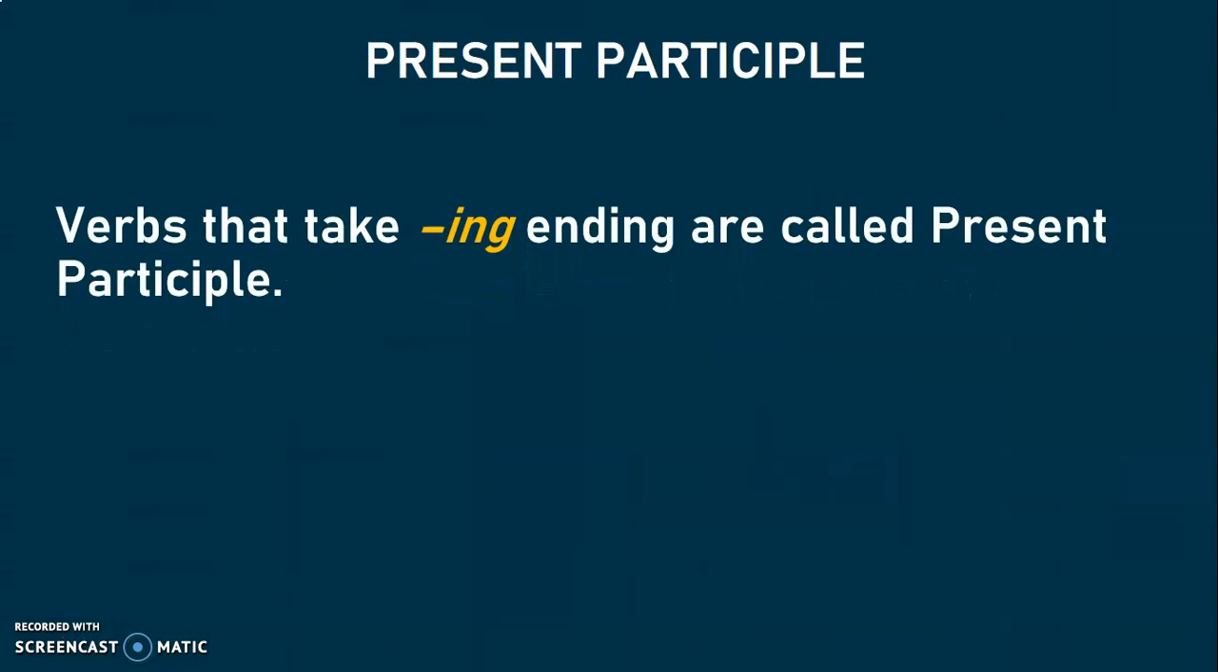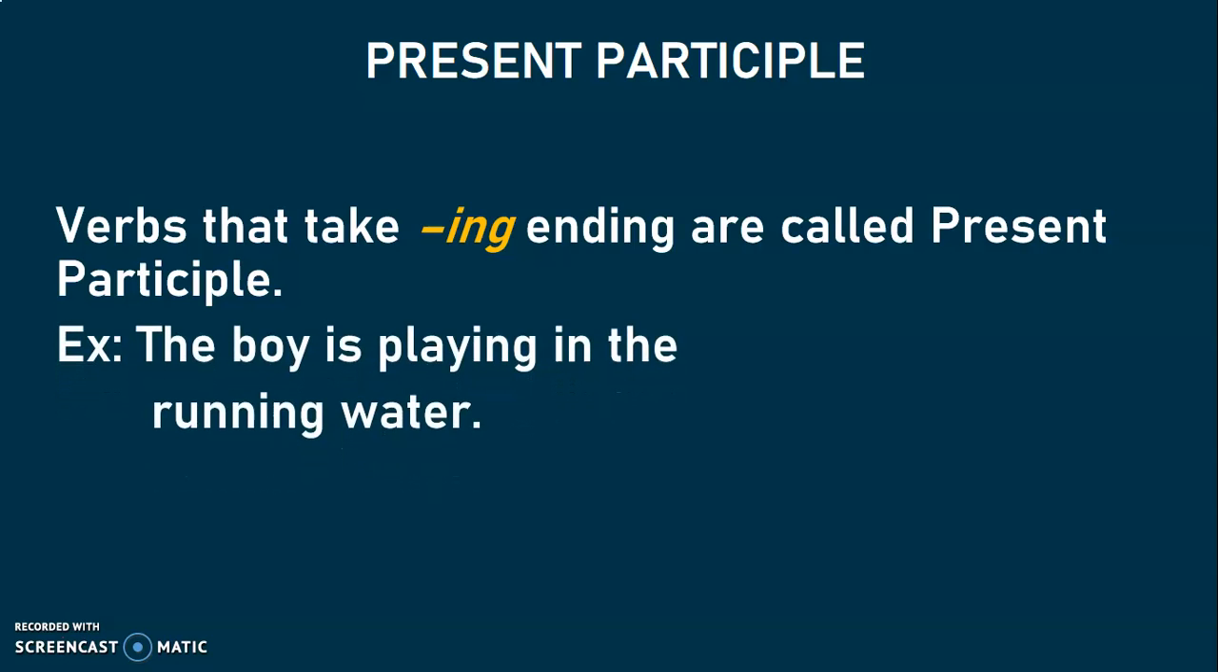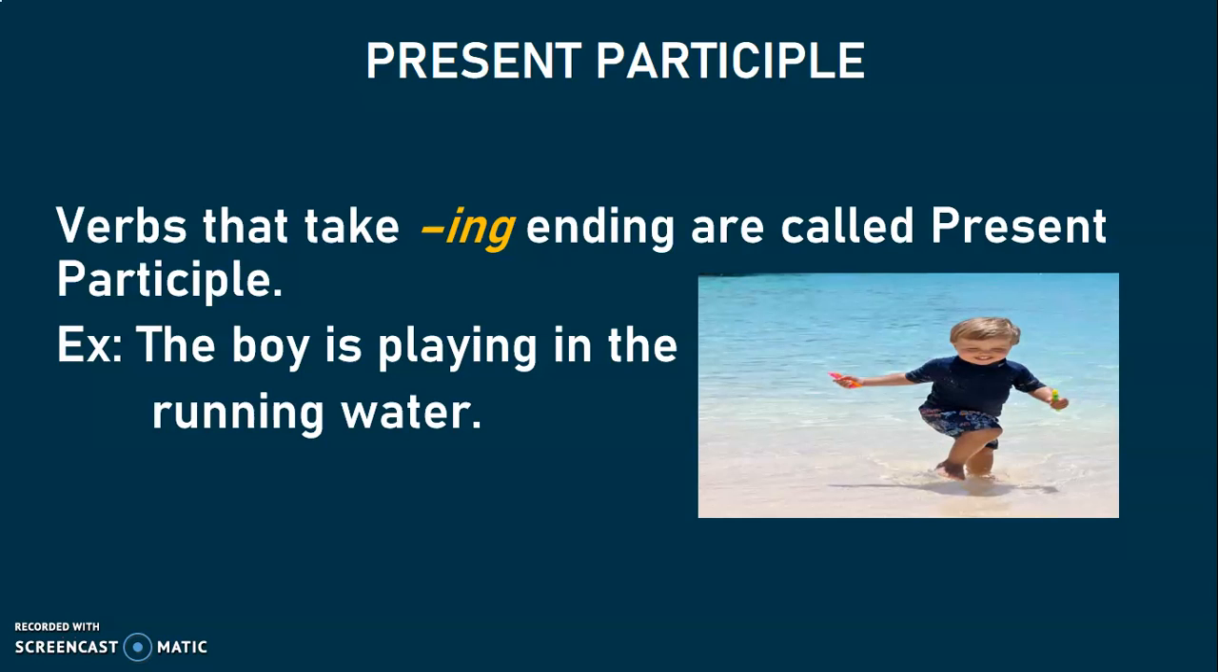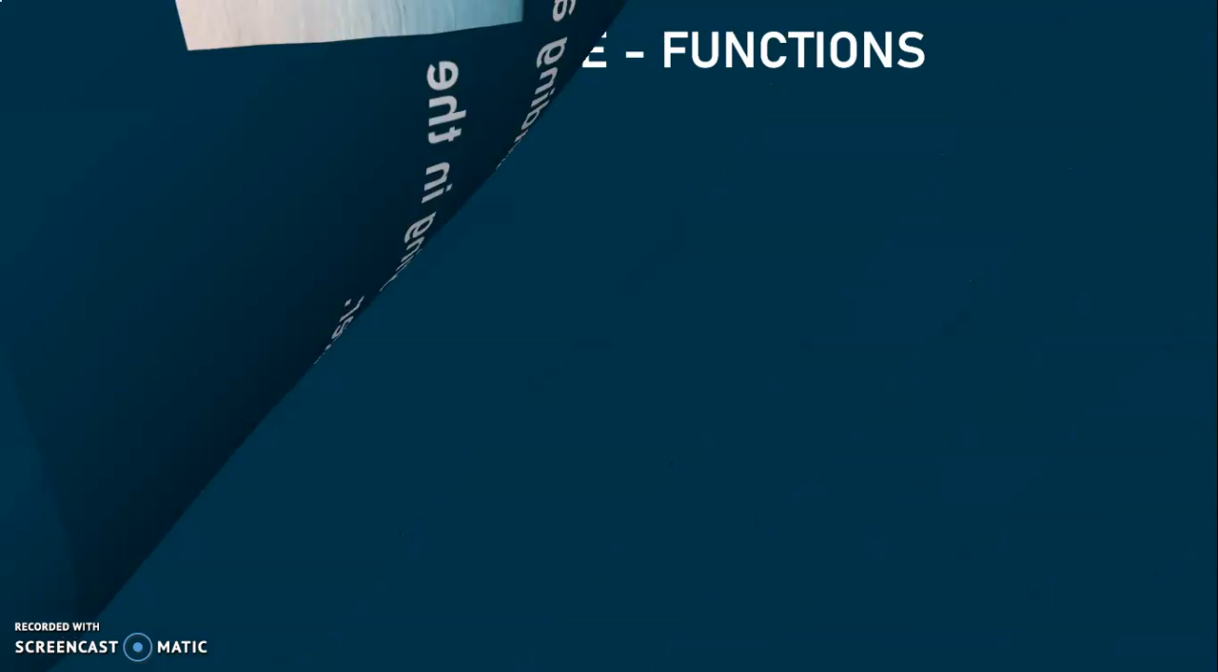Now, present participle we can see first. I have already told you that any verb that takes ing in the end are called present participle. The boy is playing in the running water. In this example, there are two present participle. Each one is used in a different way. To know about it, we should see the functions of present participle.